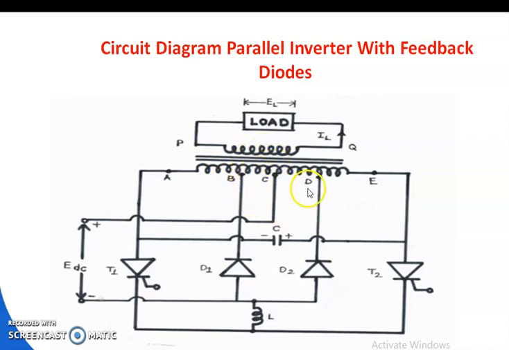Here the transformer operates in step down mode, whose primary winding terminals A and E are connected with the thyristors T1, T2, and the secondary winding terminals, that is the low voltage winding terminals having fewer turns than the primary, are connected with the load. EDC is the input or source voltage and EL is the load voltage marked here.